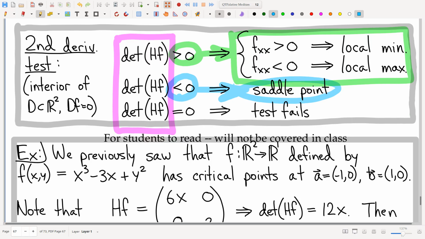What kind of saddle? Oh my gosh, no idea. Who knows? Could be lots of different options. But negative means saddle. And then lastly, it is possible that the determinant will equal 0, in which case the test fails, which I cannot emphasize enough. It doesn't mean that it's not a maximum. It doesn't mean it's not a minimum. It doesn't mean it's not a saddle point. It means we just don't know. This is a back to the drawing board. We're going to have to try something else.